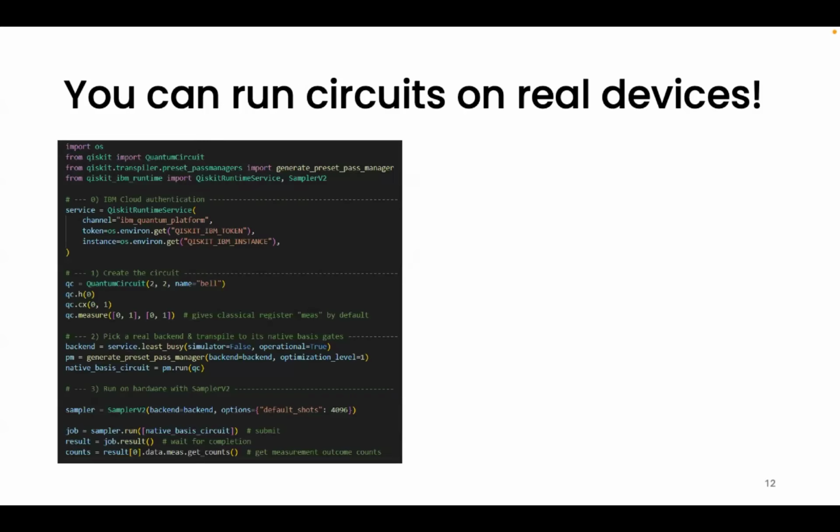But this is the Python code for interacting with IBM's cloud service. You have some boring cloud authentication stuff that you would need for any such service, and then constructing your circuit. They have this Python package where we can construct the circuit we had before with the Hadamard and the CNOT gate, abbreviated CX, and then we pick some device to run it on, and then you can compile your circuit for that device and get back the results. So this is something you can actually do.